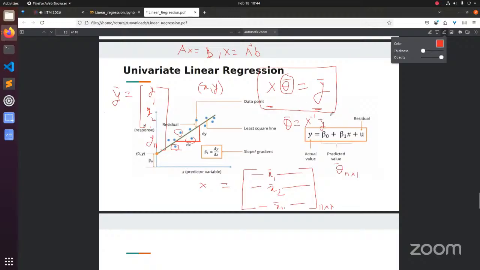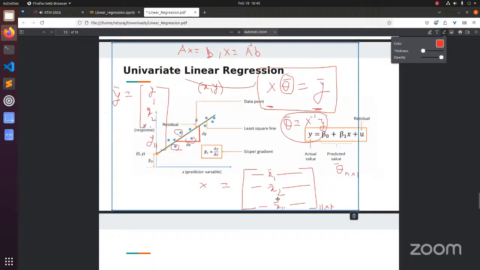Everyone is okay with this part? Everyone appreciate how linear regression is interesting, that you solved this using X inverse into y bar. That's it. Everyone is able to appreciate this part, at least this much. Okay, so now let's see this thing.